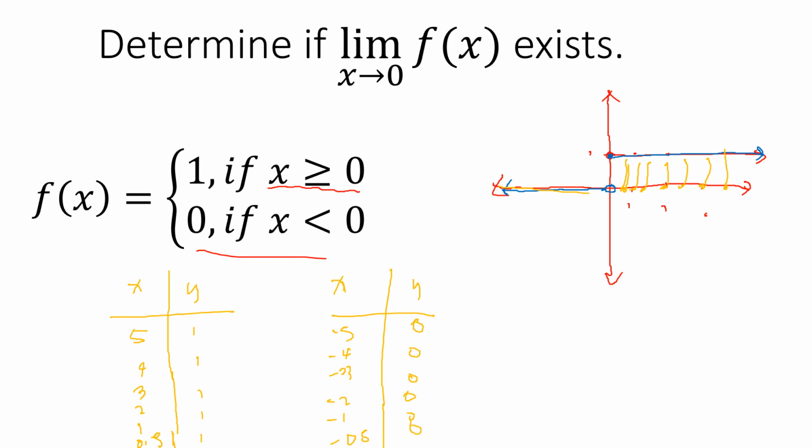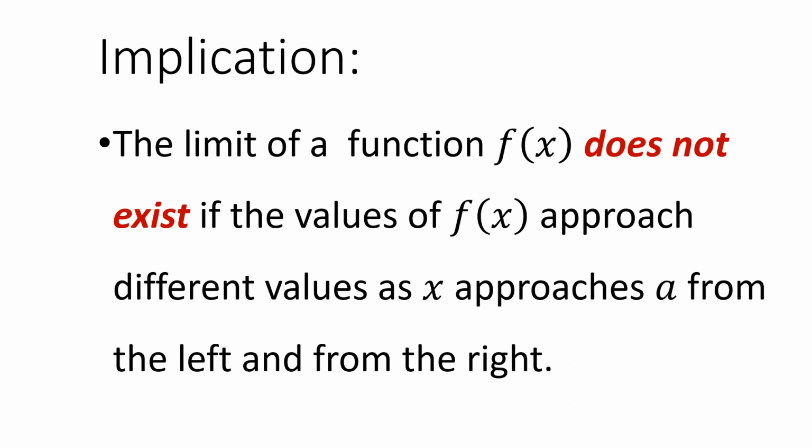So what then does this imply about the limit of the function? From the right, it goes to 1. From the left, it goes to 0. In this case, we say that the limit of the function does not exist because the behavior of the function as we approach x from the left and from the right is not the same. So they do not behave the same.